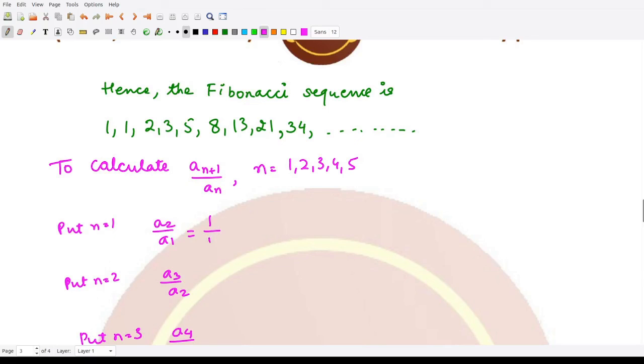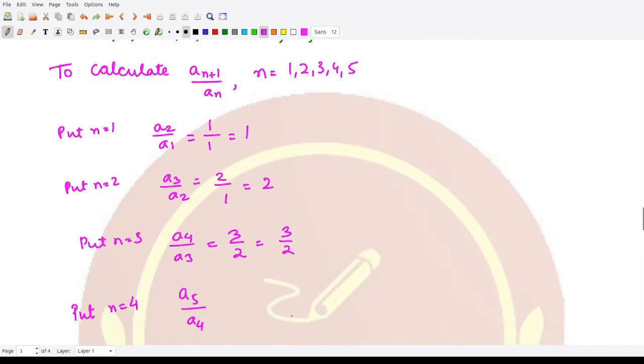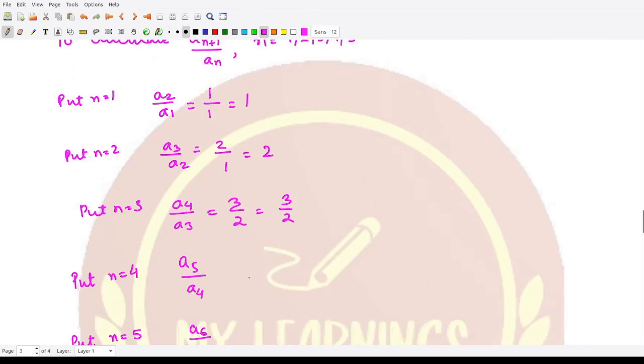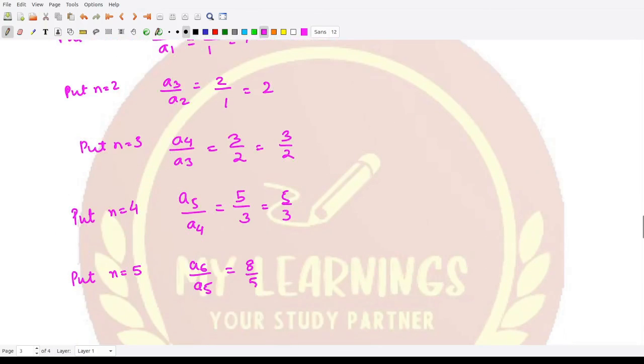a2 is 1, a1 is 1, so our answer here is 1. Next a3 is 2, a2 is 1, so our answer is 2, right? Next a4 is 3, then we have a3 as 2, so it is 3 by 2, which is 1.5, right? Or you can just simply write it as 3 by 2 only. Next, the value of a5 is 5 divided by 3, so the value is 5 by 3. Next, the value of a6 is 8, so we have 8 by 5, which is just 8 by 5, right? So these are the values that we were required to calculate.